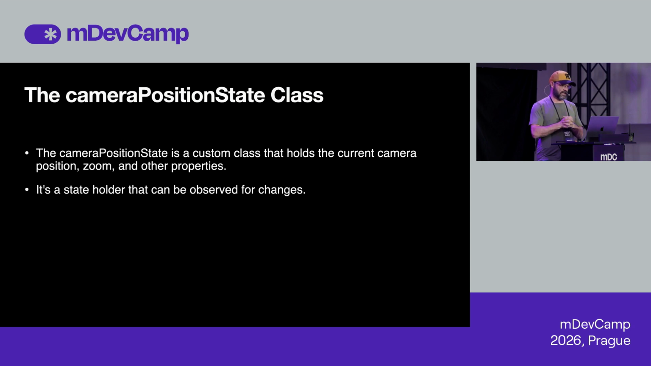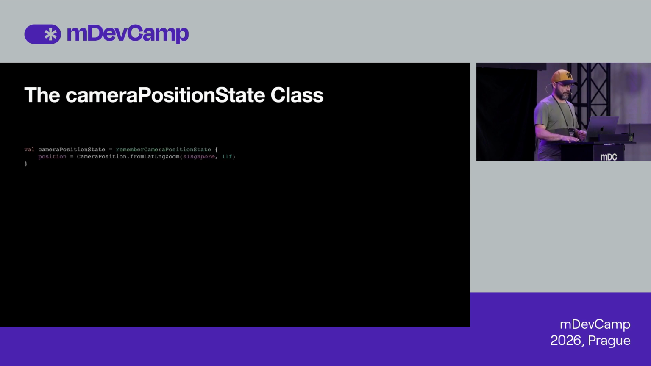So camera position state, I think, is a good example. It is a class that is going to be holding the current camera state. We know that a camera might have position, zoom, the reason for moving, and whether it's currently moving or not. So it's basically a state holder that has been made a little bit more Compose-friendly. This is how an API for Compose could look like. We could have something called rememberCameraPositionState, where we have a few attributes. Position could be one of them. And by using this rememberCameraPositionState, we hook it up automatically into Compose.